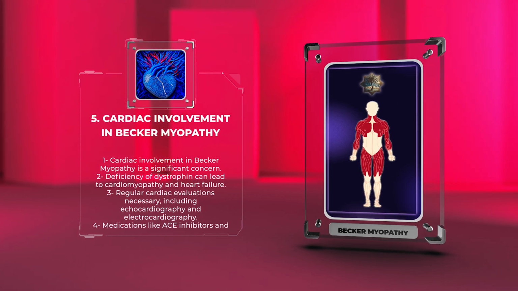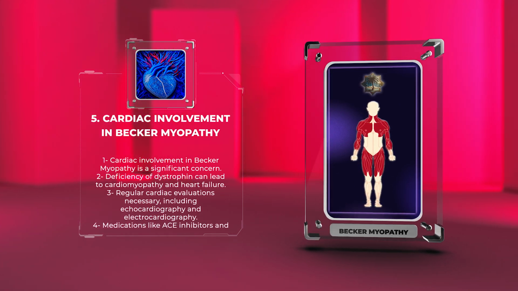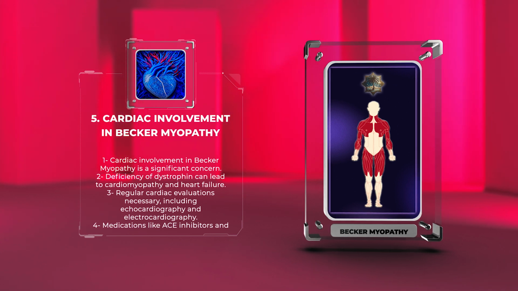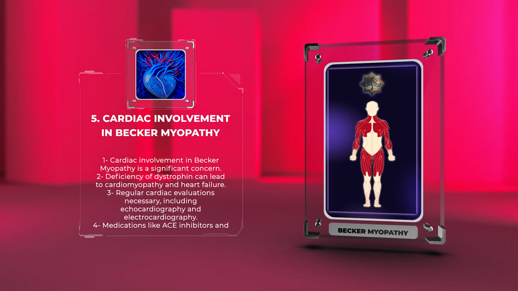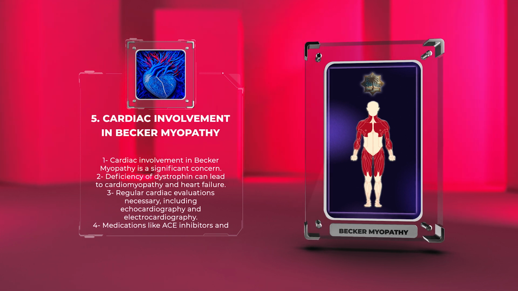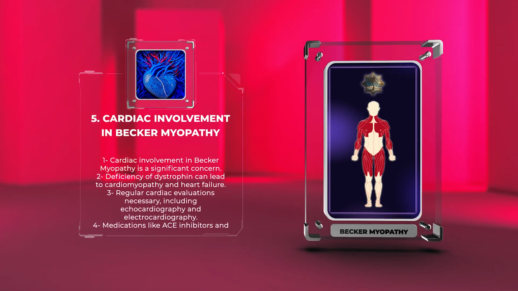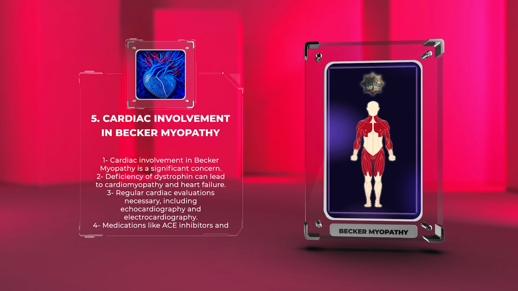Cardiac involvement in Becker myopathy is a significant concern as the disease progresses. Dystrophin is expressed in cardiac muscle, and its deficiency can lead to cardiomyopathy and heart failure. Patients require regular cardiac evaluations, including echocardiography and electrocardiography, to monitor cardiac function and initiate appropriate interventions when necessary. Medications, such as ACE inhibitors and beta blockers, may be prescribed to manage cardiac complications.